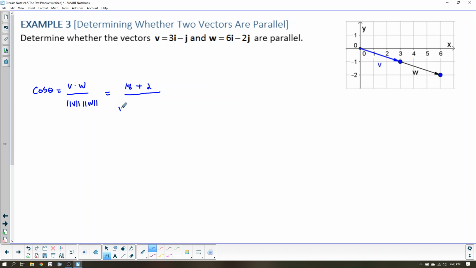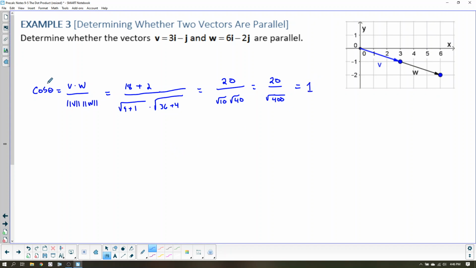Then if we do their magnitudes, first one is going to be square root of 9 plus 1. 3 squared is the 9. Negative 1 squared is the 1. Times the square root of 36 plus 4. So if we simplify this, that is 20 divided by the square root of 10 times the square root of 40. So that's square root of 400. Square root of 400 is 20, so that whole thing just comes out to 1.